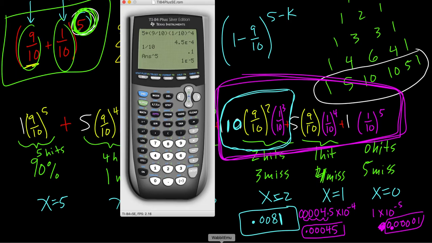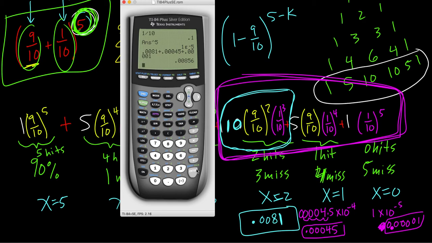Okay. Now we just need to add these 3 together. So 0.0081 plus 0.00045 plus 0.00001. And so we get 0.00856. And I think maybe I read it a little bit wrong.